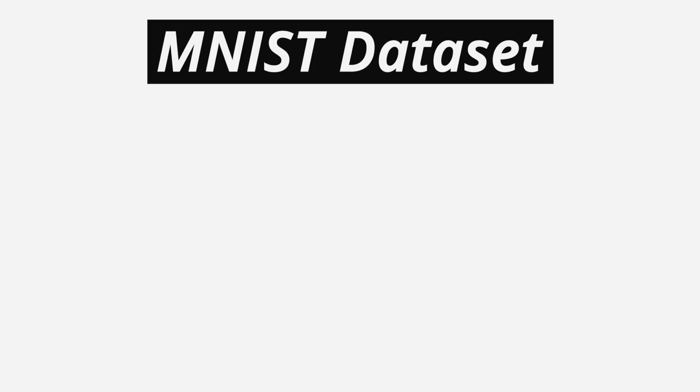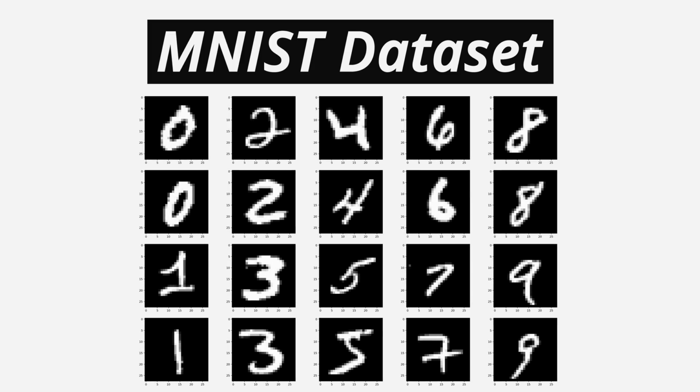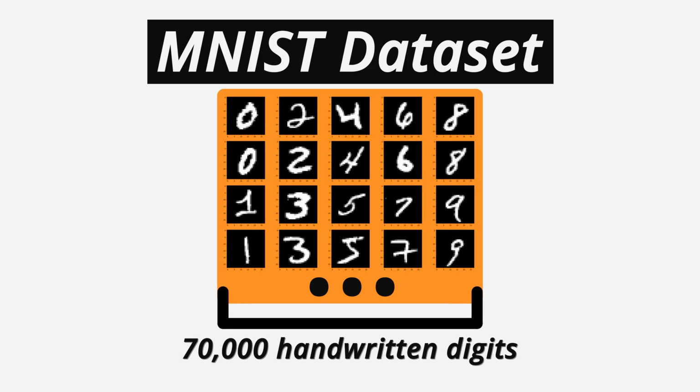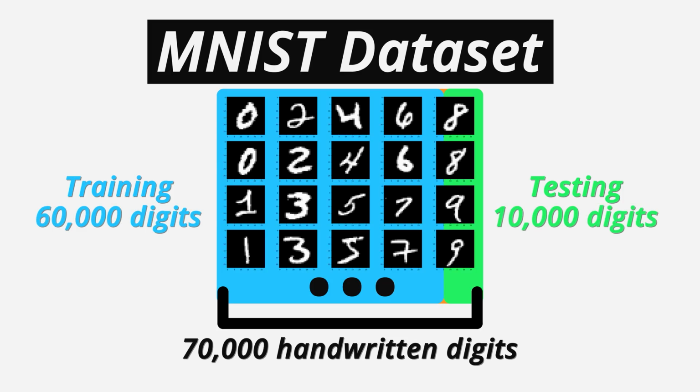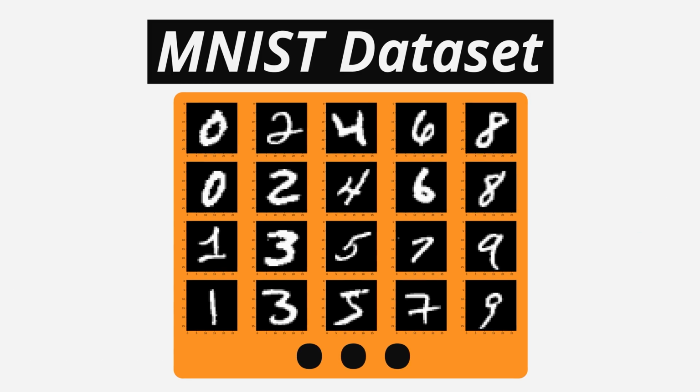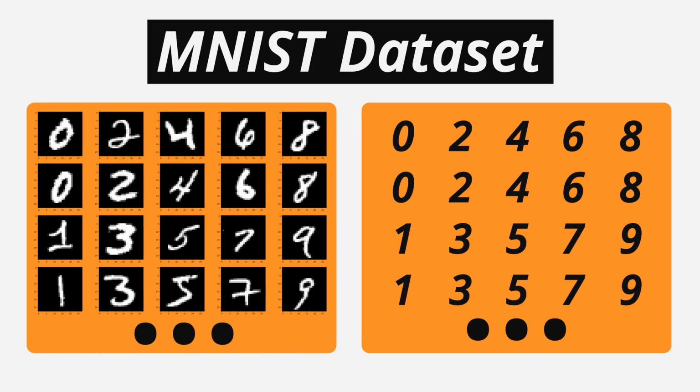For training the model, I use the MNIST Dataset. This dataset is popular and widely used among programmers. It contains 70,000 handwritten digits that are already split into training and testing data, with 60,000 training digits and 10,000 testing digits. Each digit is a 28 by 28 pixel black and white image. Each of these images obviously contains a corresponding correct human-made label.